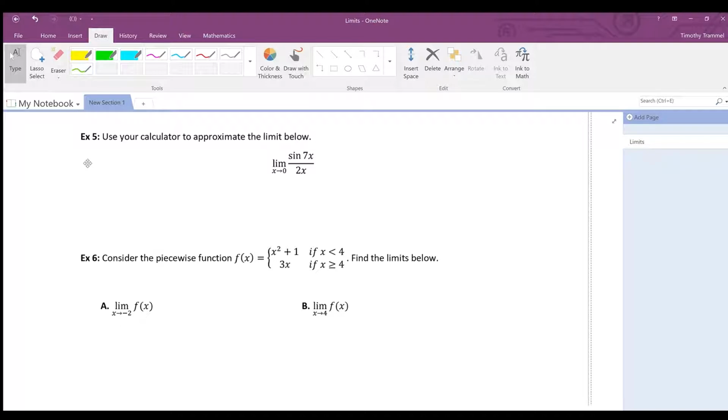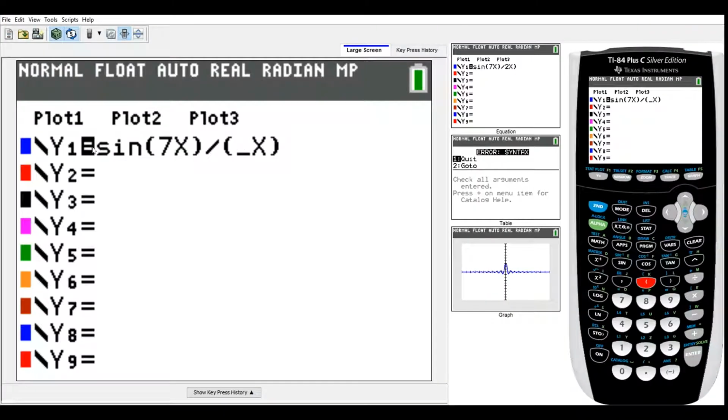Let's go ahead and open those graphing calculators. Now that we have our calculators open, I want you to go into your y equals and type in the function sine of 7x over 2x. Don't forget to put the parentheses around that 2x. We want to make sure that we divide by 2x and not just 2.